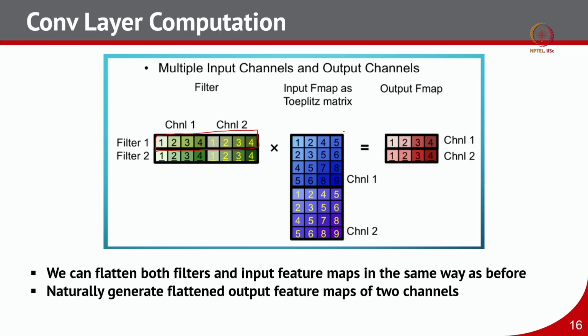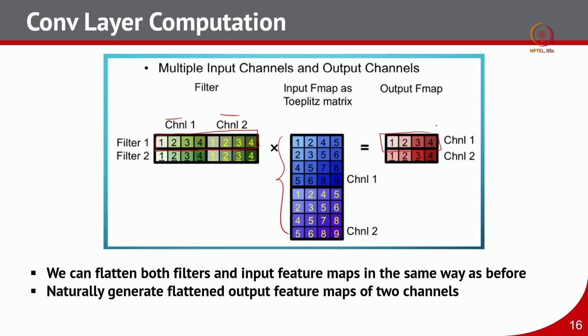And then since we have multiple channels, and both of the channels need to get multiplied with the corresponding channel in the input feature map, we stack this input feature map column-wise, vertically on top of each other, right. That gave us the first channel.